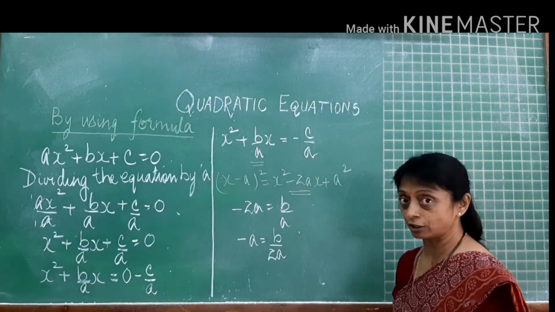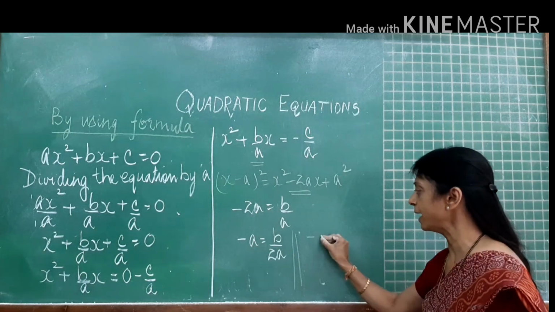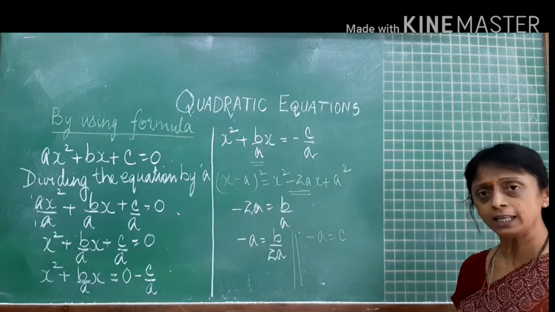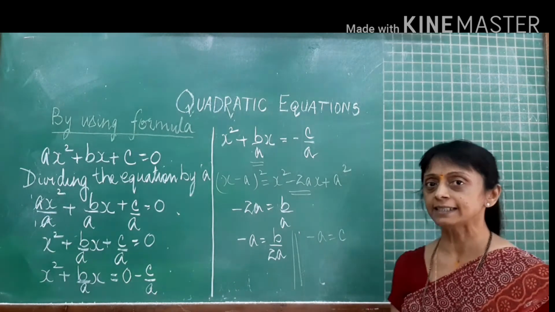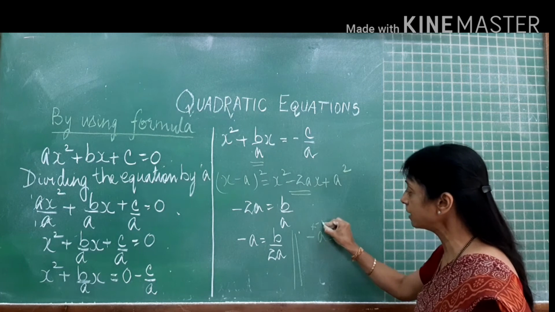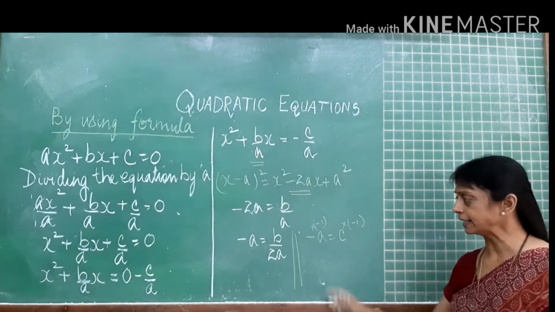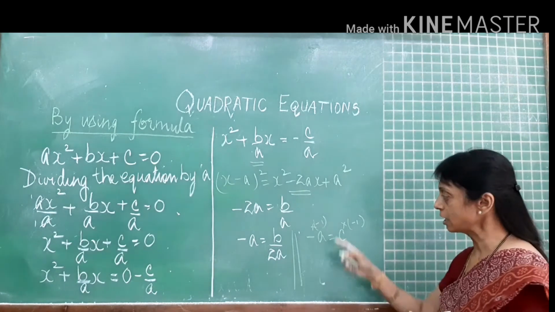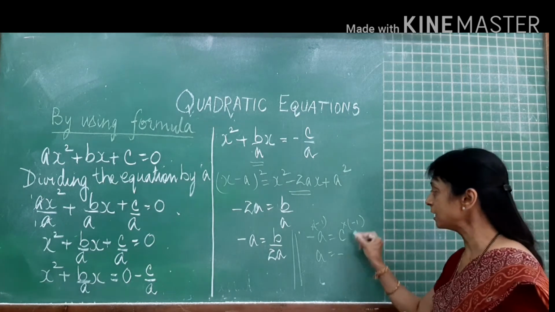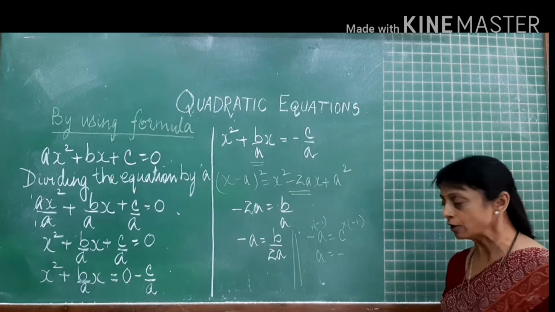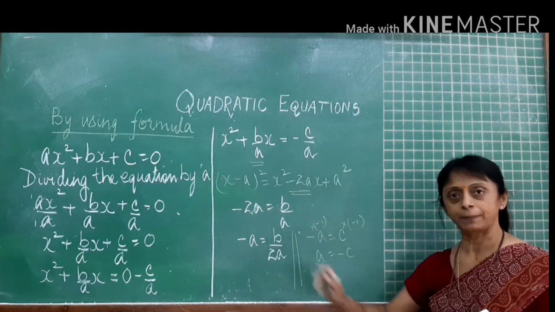Now I have already taught you, children, and you have also learnt in the earlier classes. If you have minus a is equal to c, then multiplying both sides by minus 1, what do we get? Minus into minus is plus, 1 into a is a, minus into plus is minus, 1 into c is 1c, which can also be written as c. Right? Same will be applied over here.